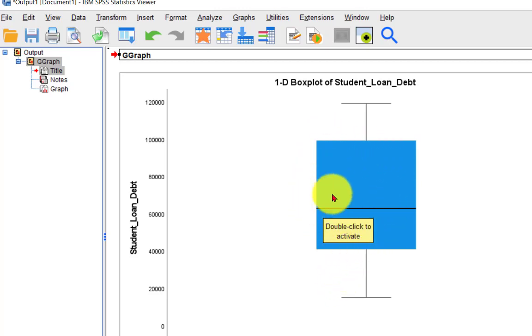And then again, these are split into fourths. So here's the third fourth right here. And this last fourth is between about 100,000 and 120,000. So again, the horizontal lines break the data up into fourths. That's what we call quartiles. So there's student loan.